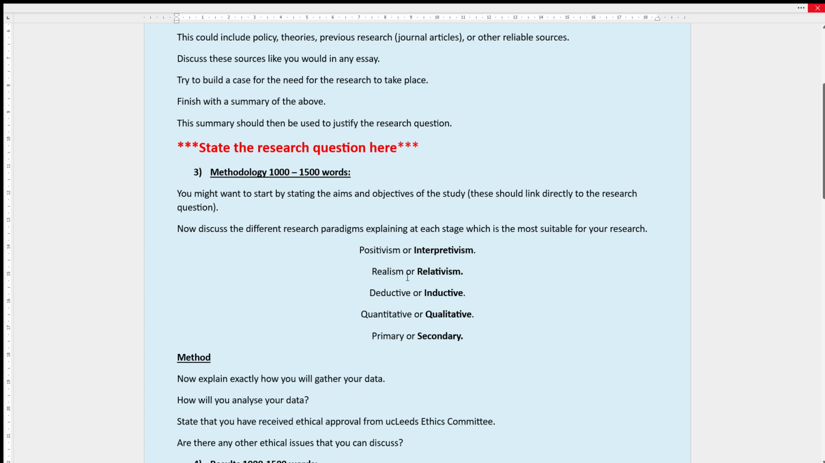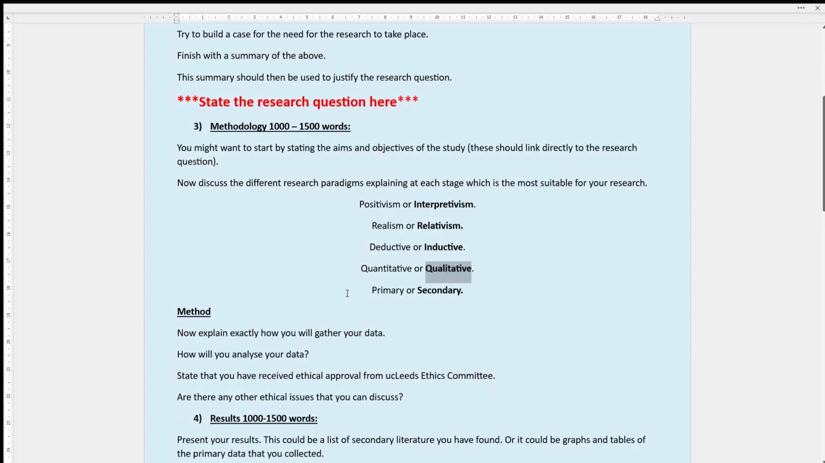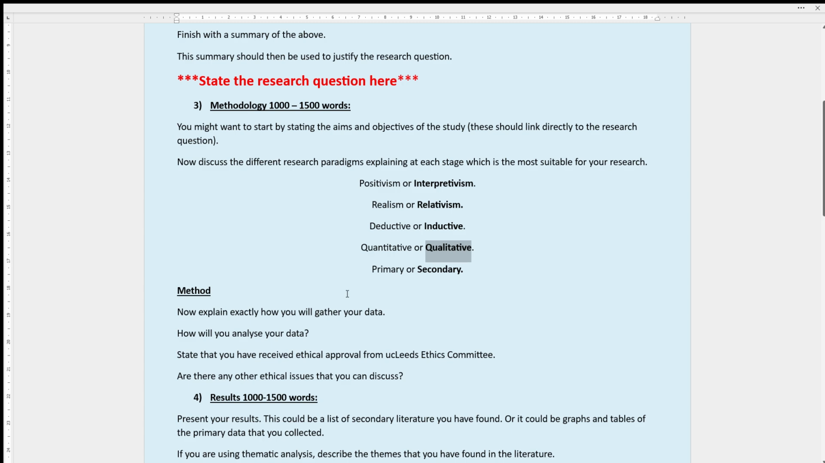But really, it's just going through. In the most basic, simple form, you can have a paragraph for each one of these. What are the two different perspectives? Why have you chosen the perspective or the type of data collection that you've chosen? Why have you picked qualitative data? Why are you looking at qualitative data?